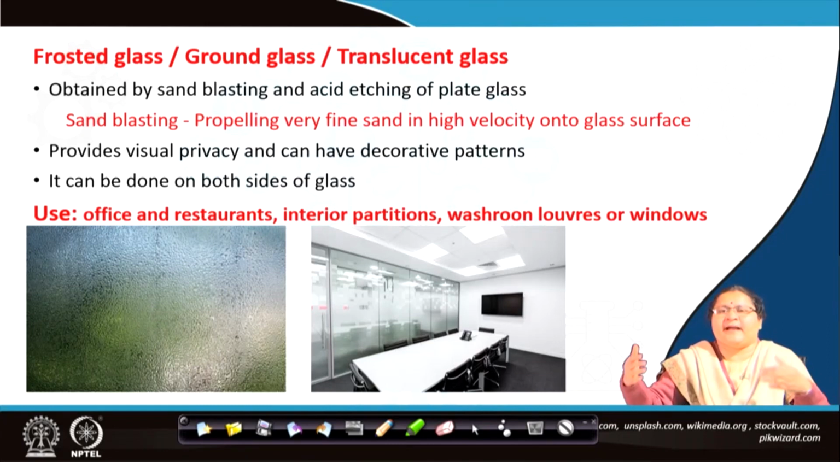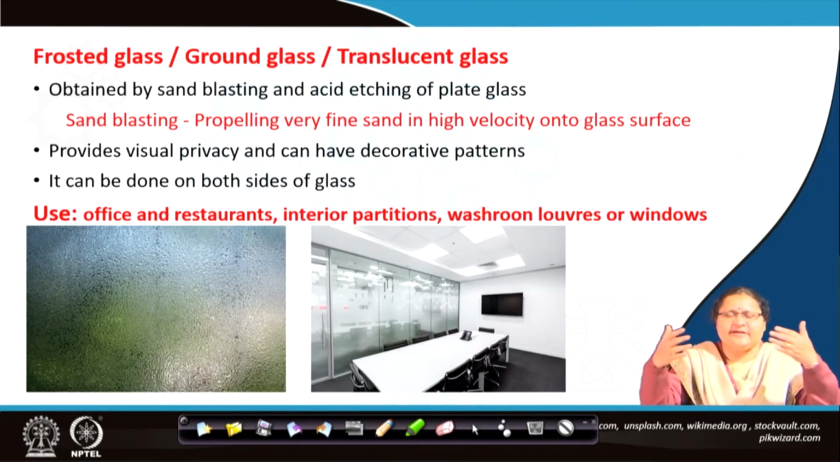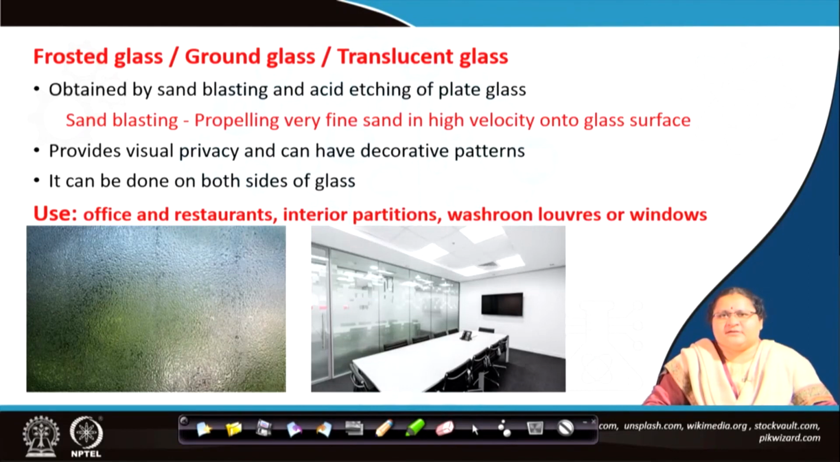Maybe in the manager's room, at eye level it is obscure glass, so that the manager is seen from outside whether he is in or out, but there is no eye contact. So, the manager is working, he is not distracted by people moving around, but at the same time it is giving him visual privacy. At the same time one can understand whether someone is inside or not.